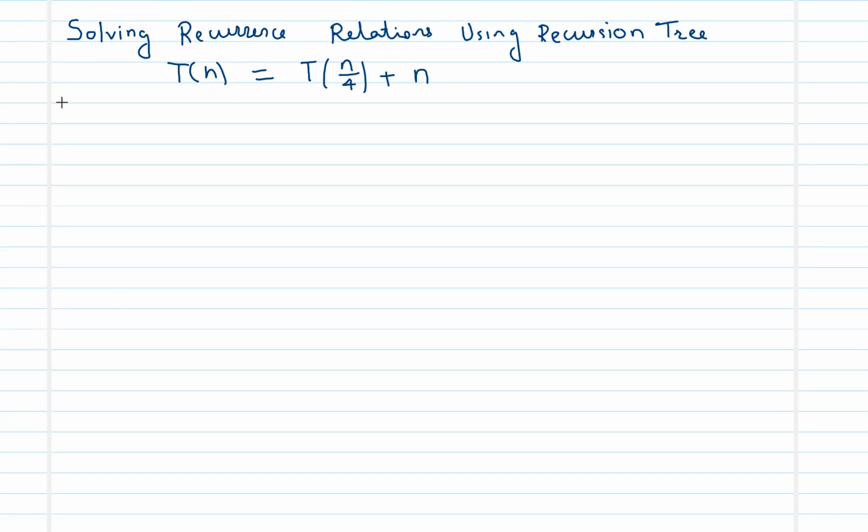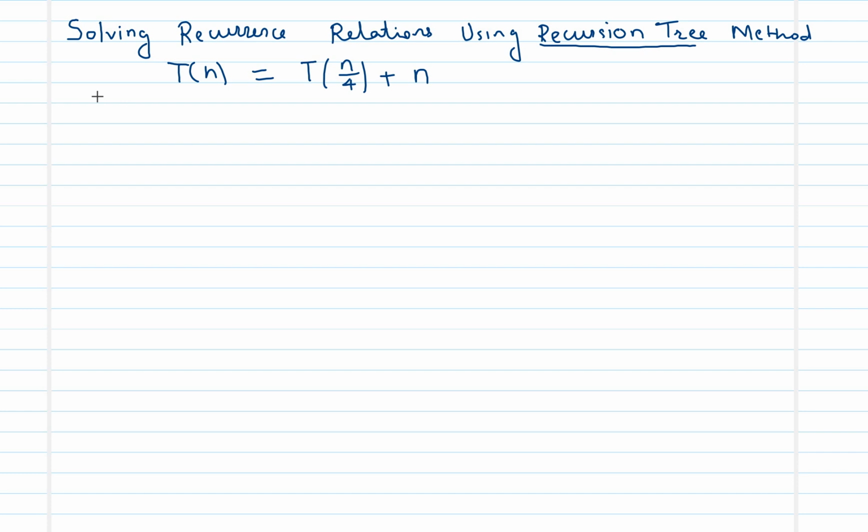Let's discuss one more method of solving recurrence relations, the recursion tree method. Here we can expand the recurrence relation in the form of a tree. In this case, the recurrence relation is T(n) = T(n/4) + n.